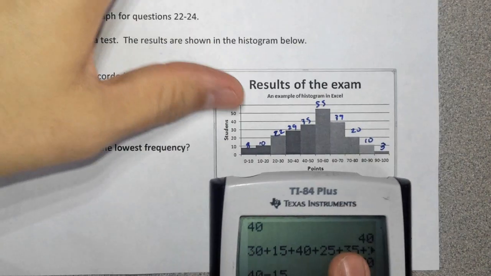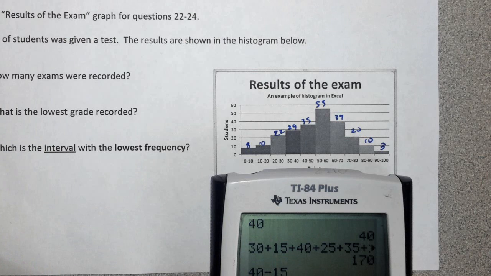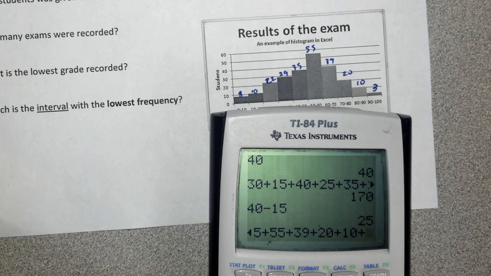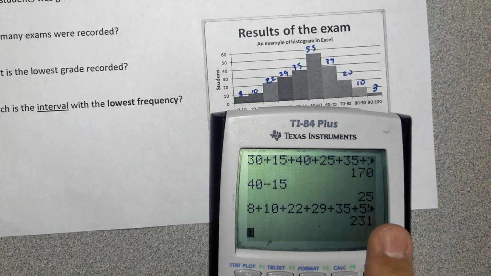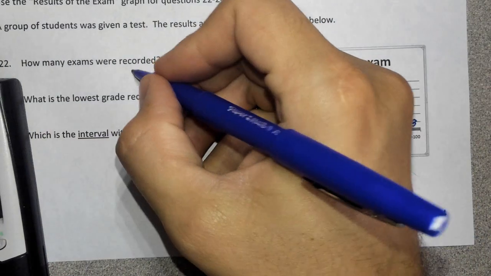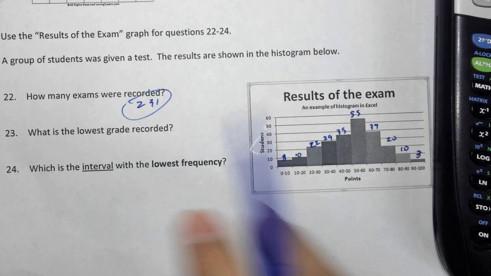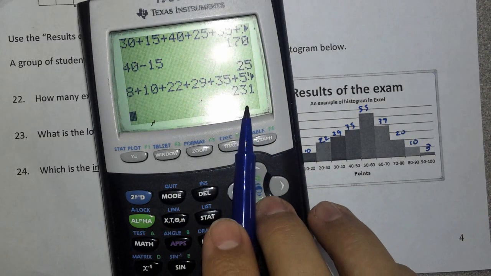Let's go ahead and add all those numbers up. 8 plus 10 plus 22 plus 29 plus 35 plus 55 plus 39 plus 20 plus 10 plus 3, enter. 231 is what the calculator gives us. Again, I will take an answer that is close to that. 231.